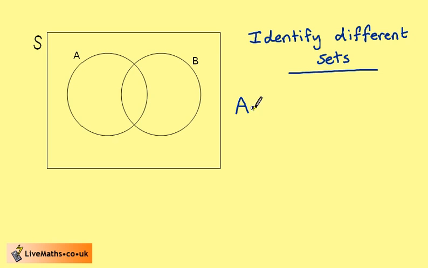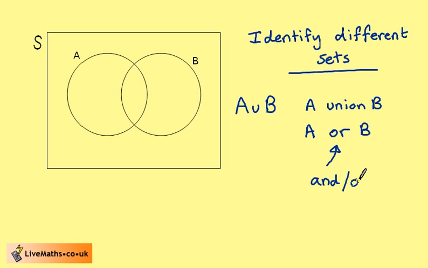We're now going to look at the set A union B. A union B is sometimes referred to as A or B, and here we consider or to be an and/or. So the or encompasses things that are in A or in B or in both, which is the and.